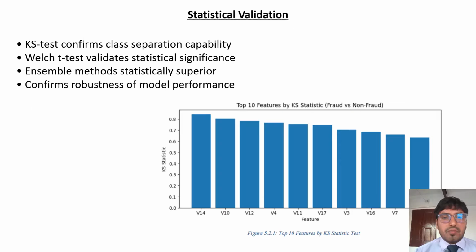The KS test confirmed effective class separation. Welch's t-test validated statistical significance between model performances. Ensemble methods were statistically superior to stand-alone neural models.